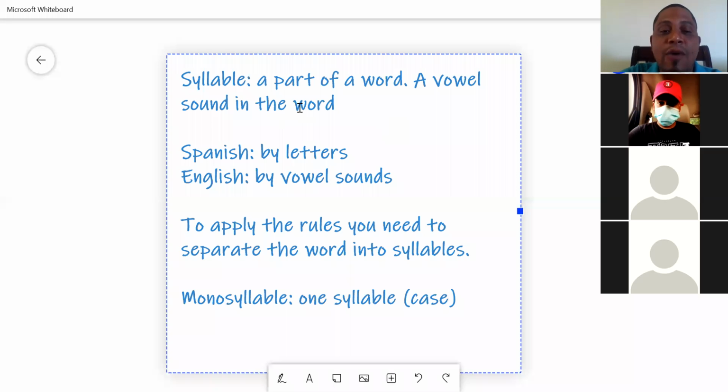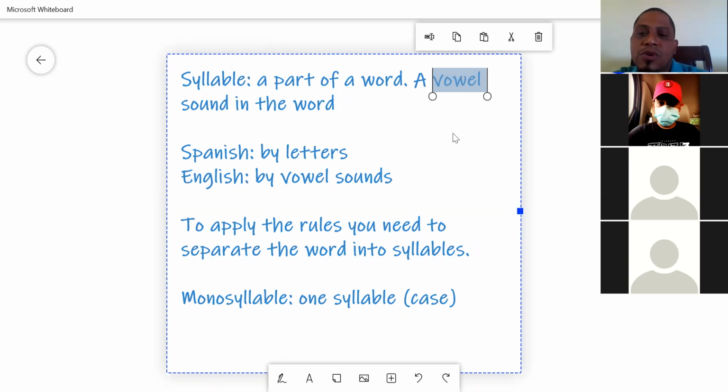Example, let's take vowel, vowel, vowel. How many vowel sounds do you listen to when I say vowel? Two, right? Which is va, and el, well, right? So you have two. It doesn't matter how many letters you have. Whenever you listen to the amount of vowel sounds, you will know how many syllables you have in a word.